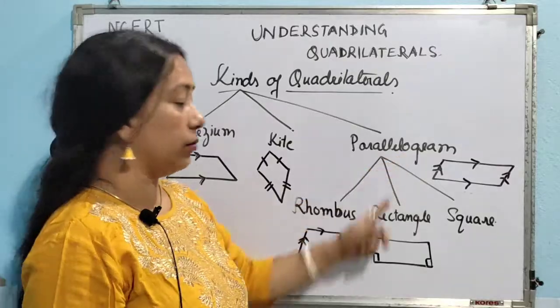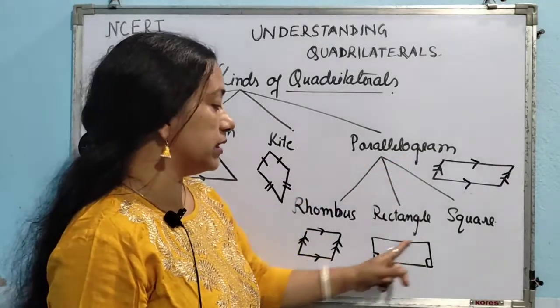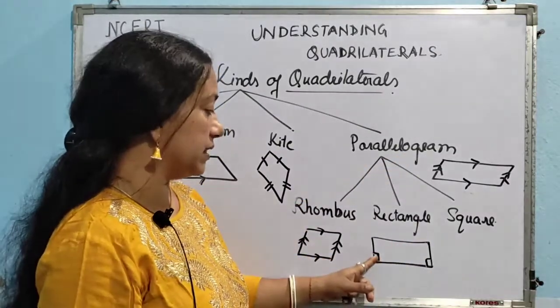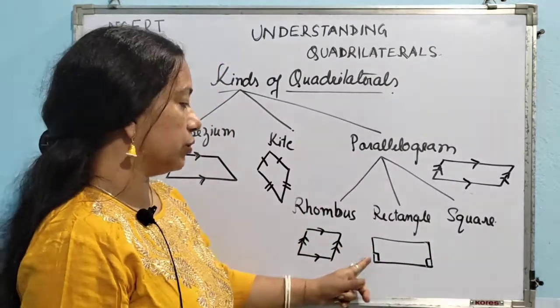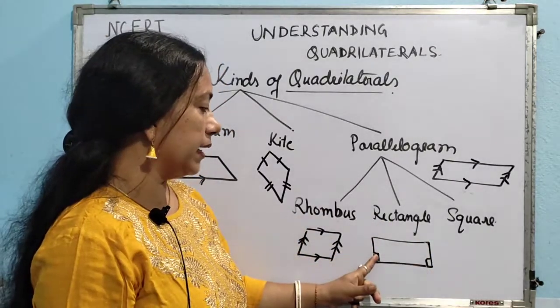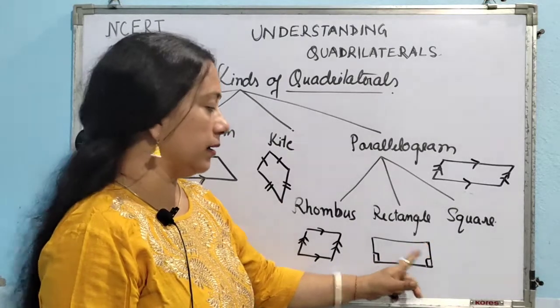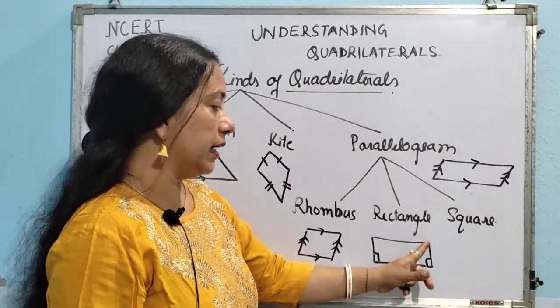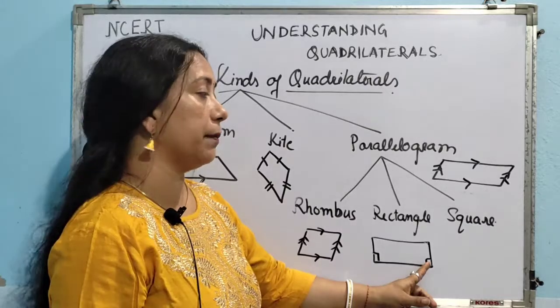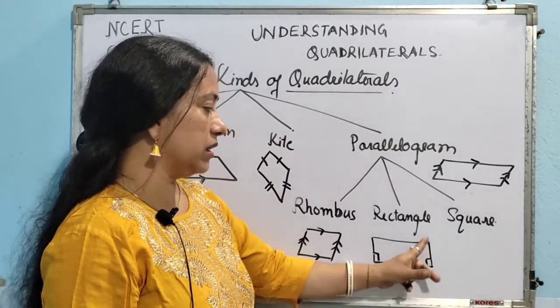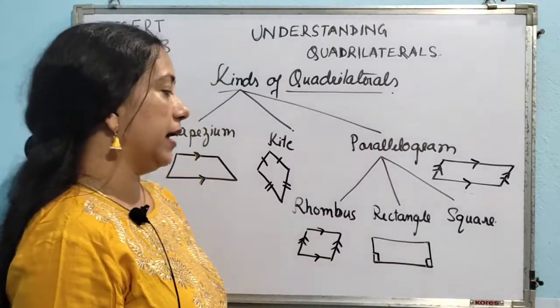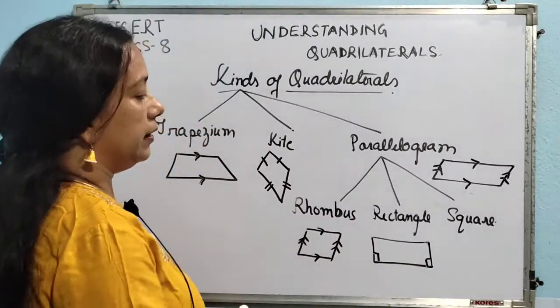In a parallelogram, each pair of opposite angles is equal, this angle will be equal to this angle and this angle will be equal to this angle. So in a rectangle, if one angle is 90 degrees, the opposite angle will be 90 degrees, and adjacent angles in a parallelogram are supplementary, 180 degrees. So this is 90, which means this has to be 90 degrees. So all angles will be 90 degrees.